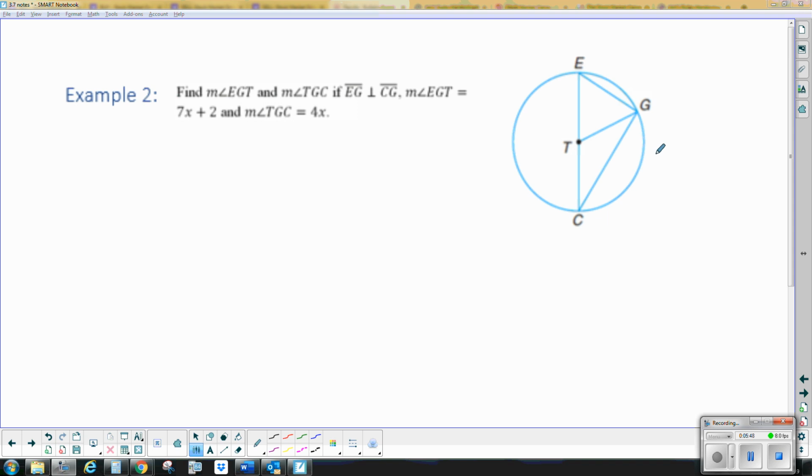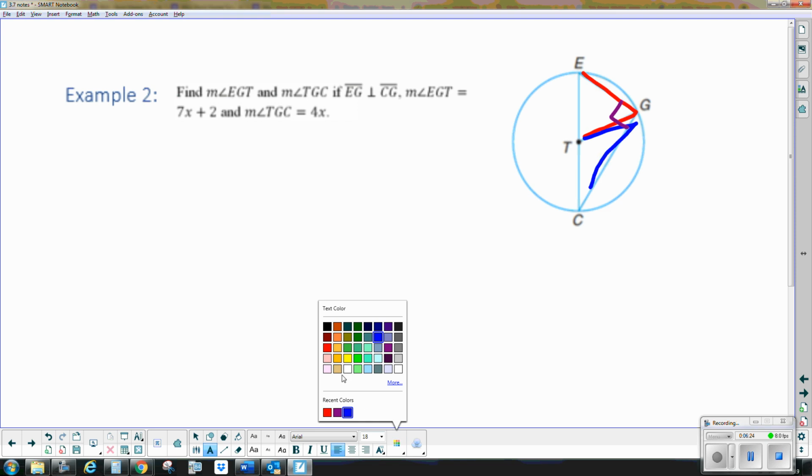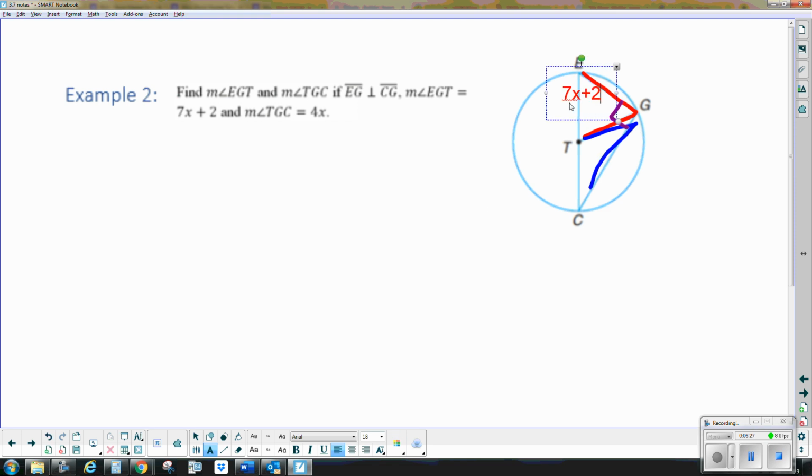Let's look at this example. It says to find the measure of angle EGT and the measure of angle TGC. So we're finding these two angles. We know that EG is perpendicular to CG. So EG and CG are perpendicular. And we know that EGT is 7x plus 2. So I'm going to put this right here. And I know that TGC is 4x.